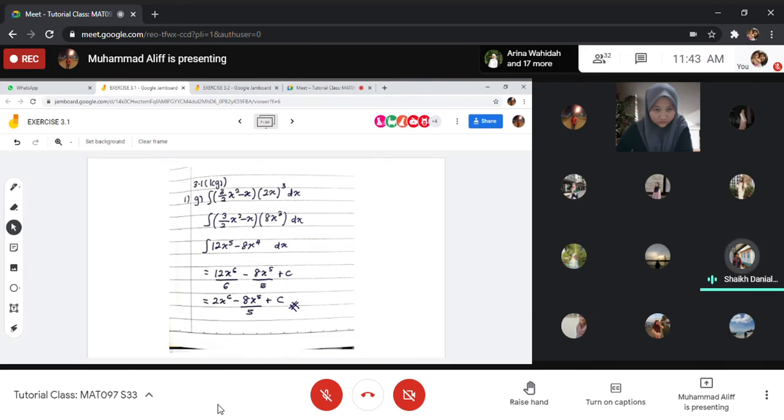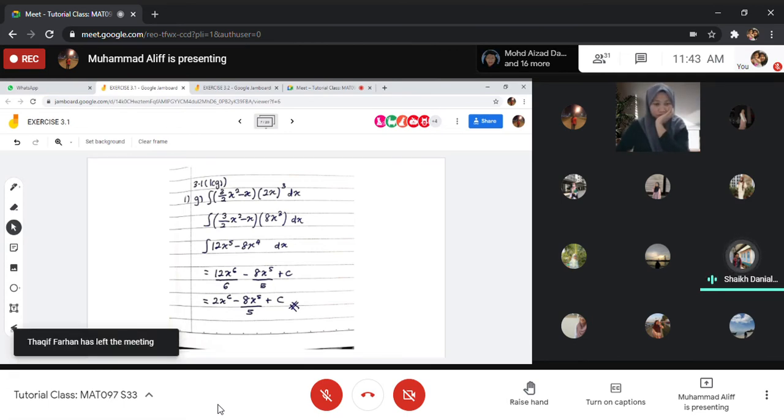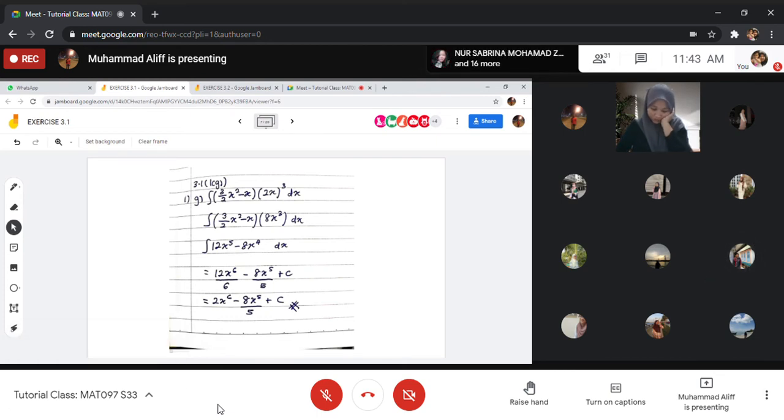So saya integrate nanti akan dapat 12x to the power of 6 over 6 minus 8x to the power of 5 over 5 plus c. So nanti 12 tu boleh bagi dengan 6 akan dapat jawapan akhir dia 2x to the power of 6 minus 8x to the power of 5 over 5 plus c. Okay, sama tak kelas?